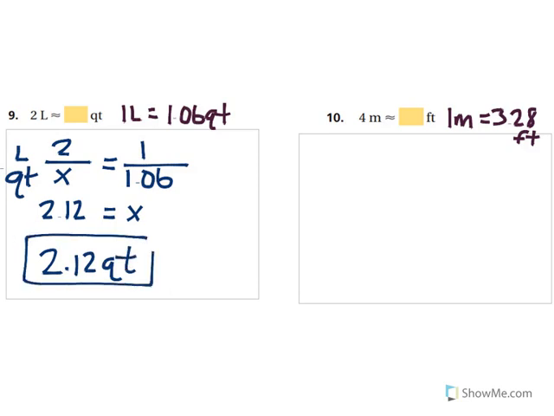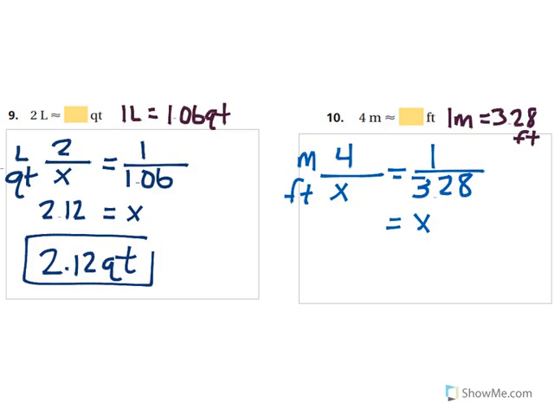And our final problem. We have meters to feet. And I have 4 meters equals an unknown amount of feet. I know that 1 meter equals 3.28 feet. So 1 times x equals x, and then 4 times 3.28 equals 13.12. So 4 meters equals 13.12 feet.